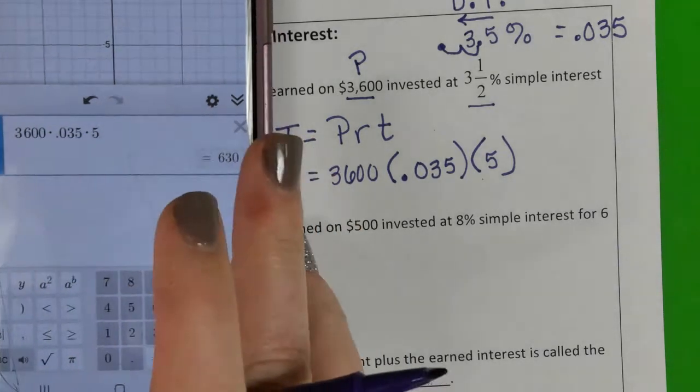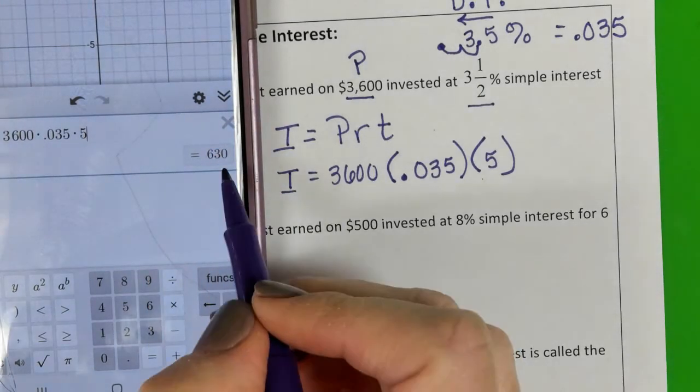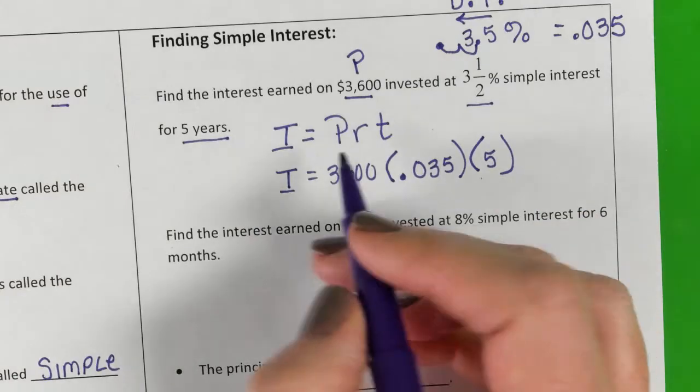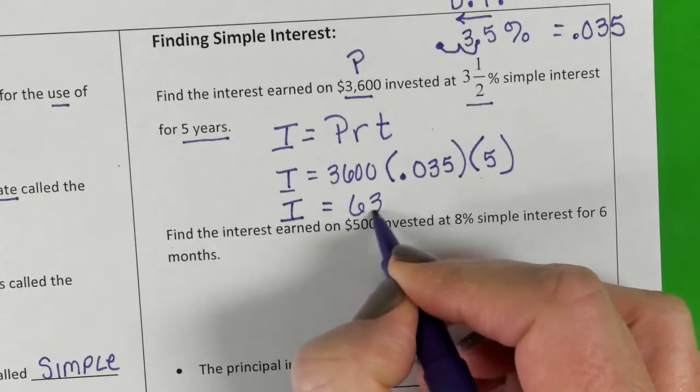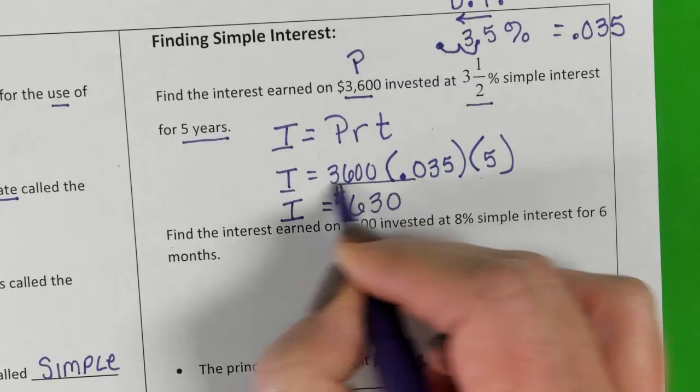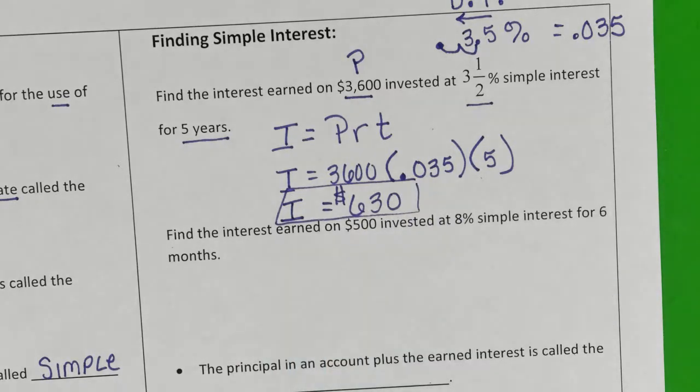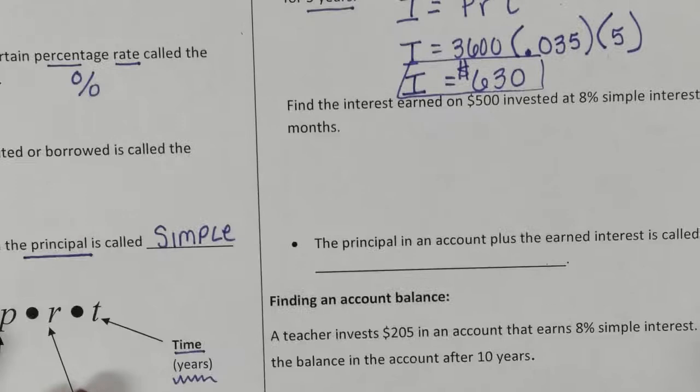And you can also use it on the computer. So notice I get $630. So that means I would earn $630. And that's it. Okay, let's look at the next one.